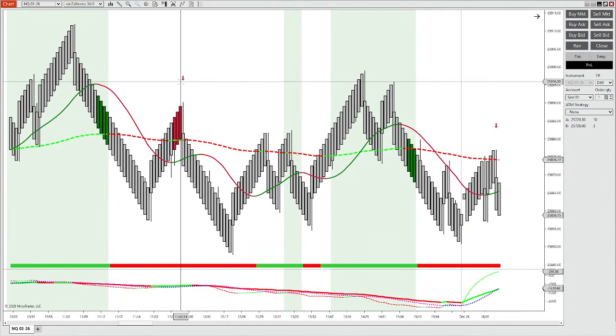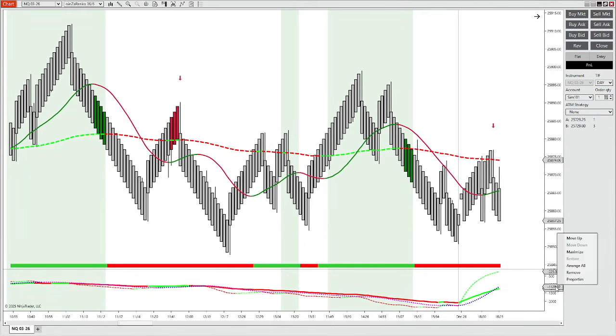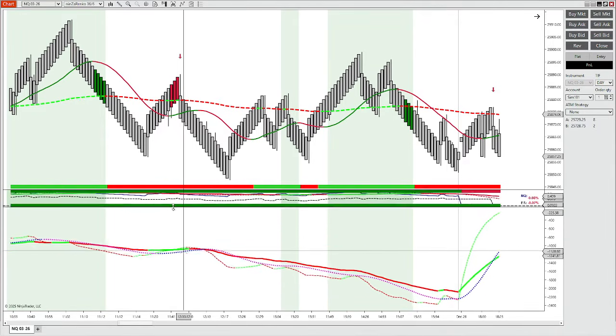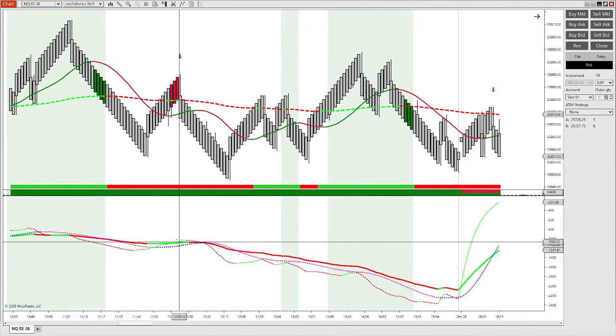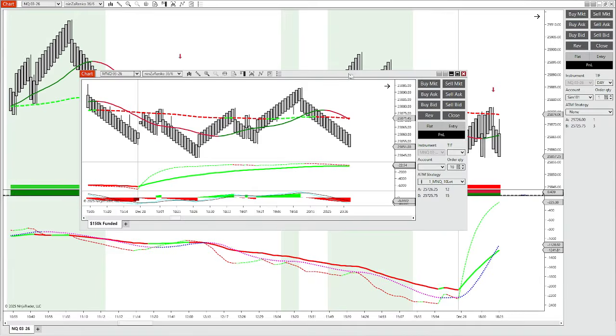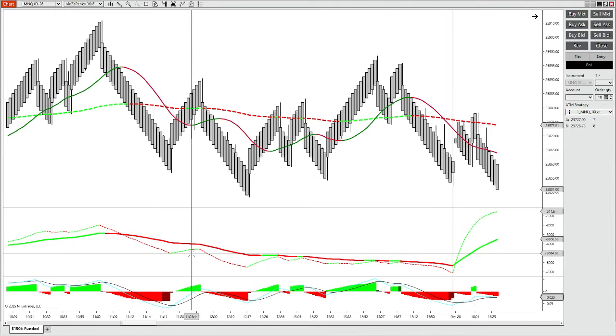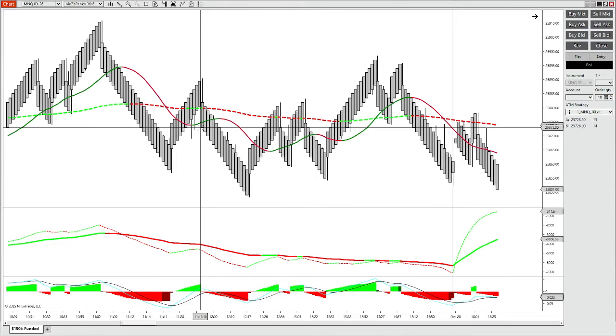All right, here is a valid setup. Notice how bunched up it is right here. See how bunched up it is right there? Now I want you to look at the MNQs. It's not even a question. It's just like, okay, I see it. I'm taking that trade right there.